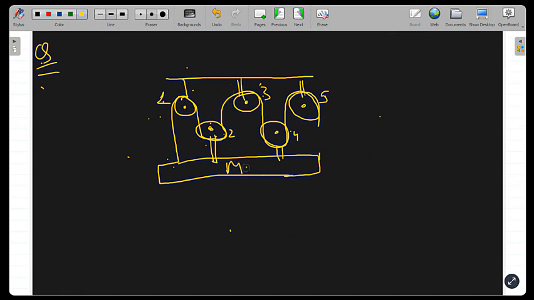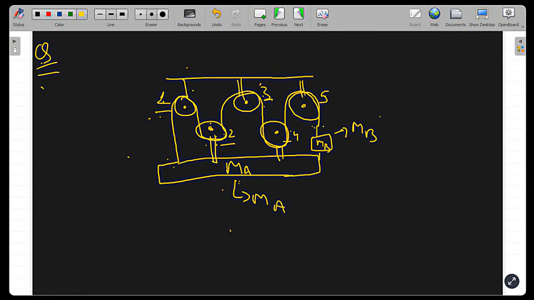4 पुली से एक सिंगल मास लटका है. The 4 pulleys 1, 2, 3 and 4 are connected with the bigger block of mass Ma, and the 5th pulley is holding a small block of mass Mb. Okay, so the mass of the smaller block is Mb and the mass of this bigger block is Ma. Okay, you have to calculate what? The ratio of the masses, such that this system should remain in equilibrium.